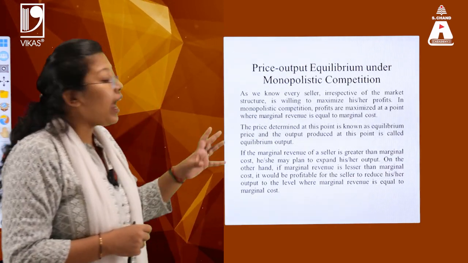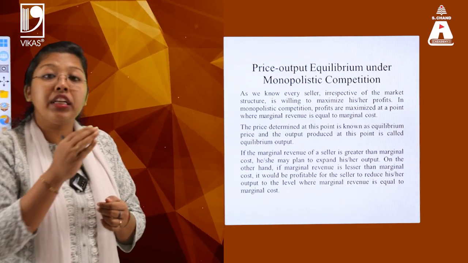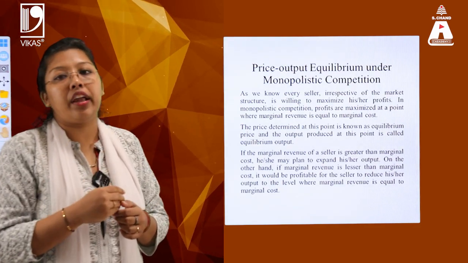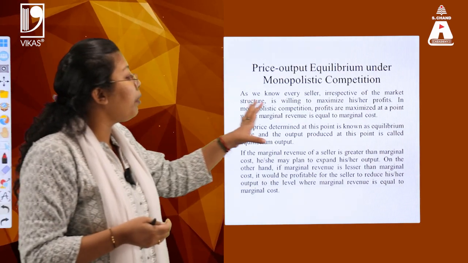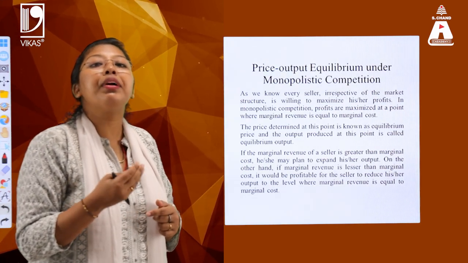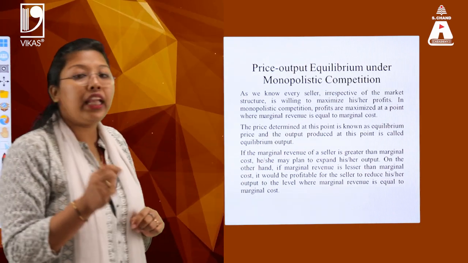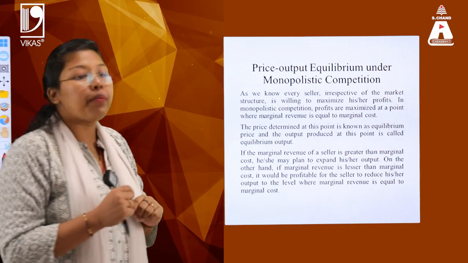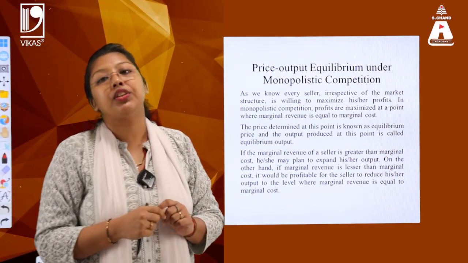We know that everyone, obviously the consumer also wants to increase their profit, but here the point is that sellers want to maximize their profit. And obviously as a seller, your aim is that I always have to keep my profit at the maximum. Now, for that maximum profit, what exactly will you do? The price determined at this point is known as the equilibrium point. At what point? Where your profits are maximized and your marginal revenue is equal to the marginal cost.